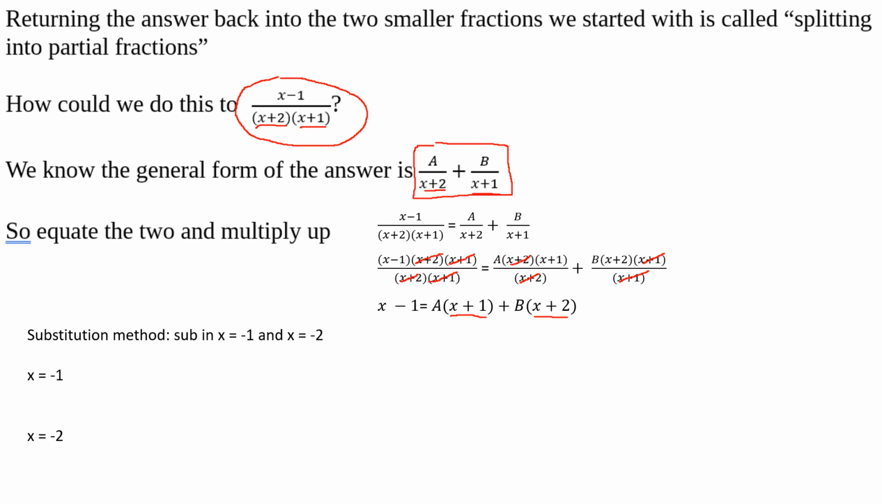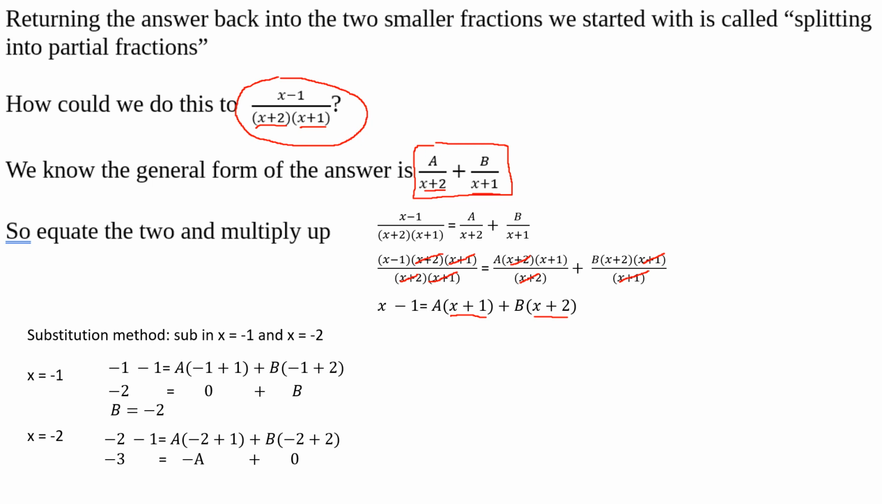If we sub in minus 1, then we'll get this expression, which we can simplify to minus 2 is equal to b, and so b is just minus 2. If we sub in minus 2, we'll end up with minus 3 is equal to minus a, and so a is equal to 3. Very straightforward, zeros are plenty, good times.